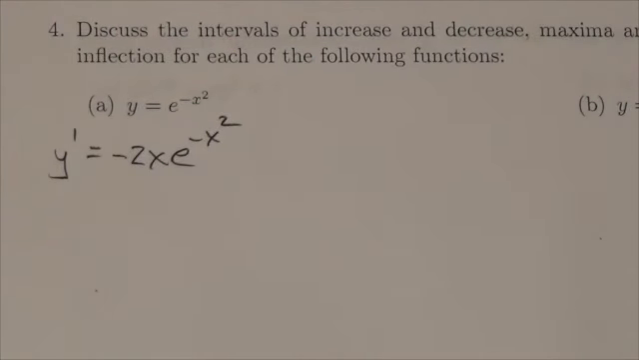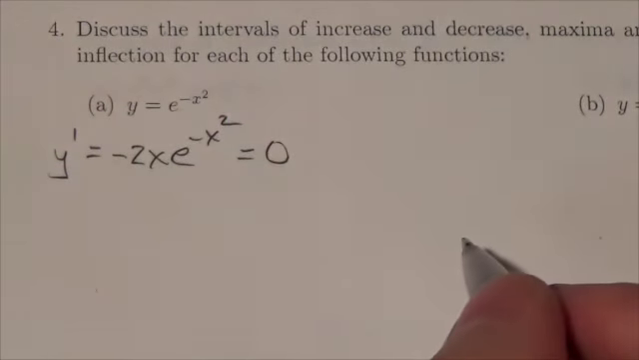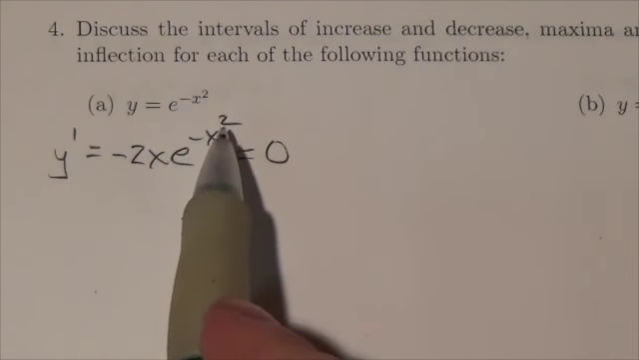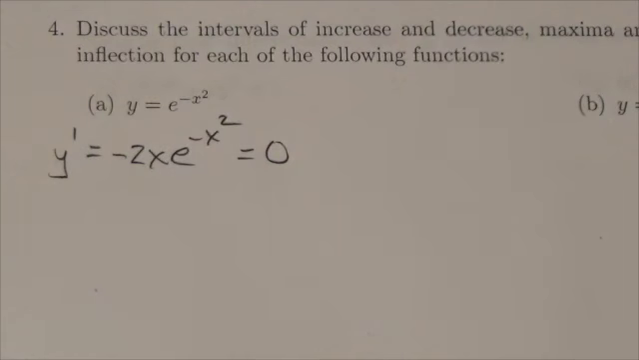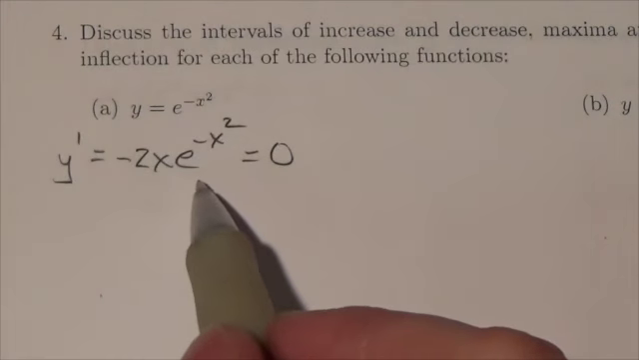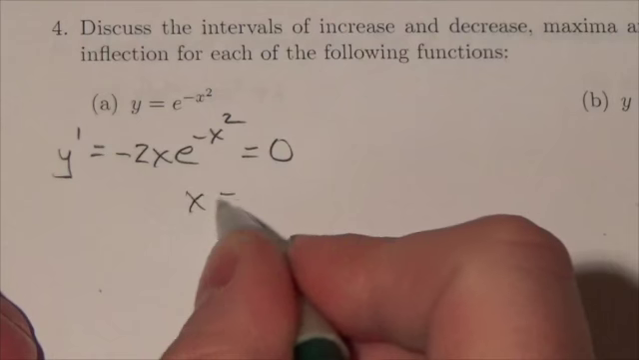Now, to figure out the intervals of increase and decrease, I first have to figure out where this is equal to 0. But actually, this is incredibly simple, because just think about what the function y equals e to the x looks like. It never hits the x-axis. It never actually goes to 0. An exponential function can't, unless it's been transformed. So in this case, the only thing that's going to cause this to go to 0 is when x is equal to 0. So the only place that occurs is where x is equal to 0.